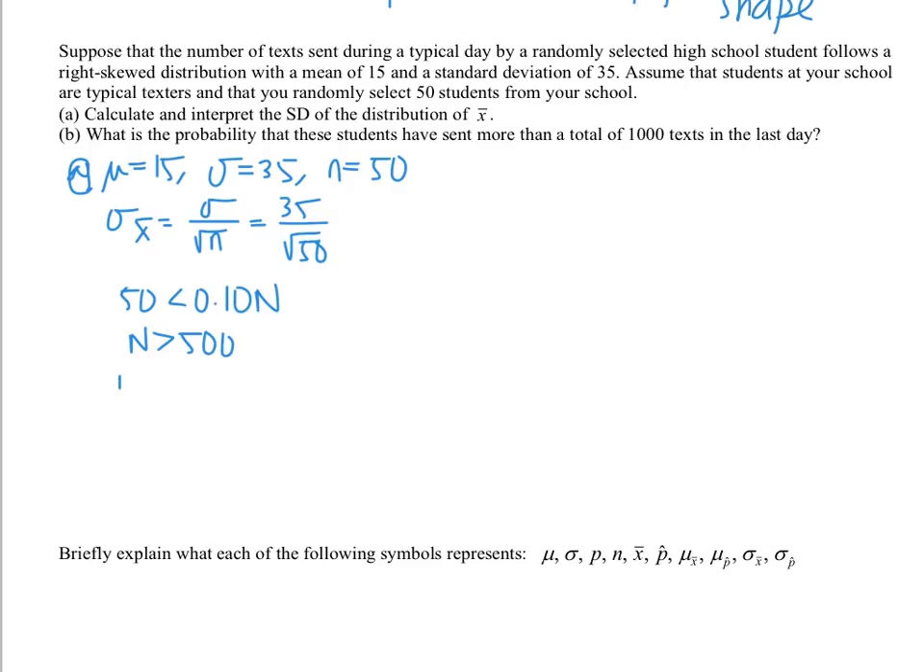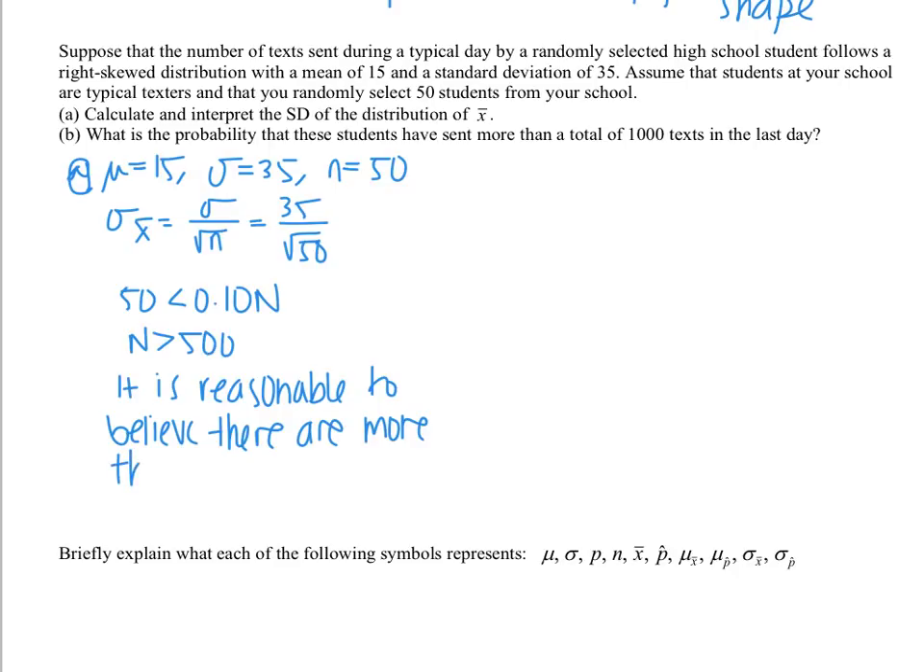And I need you to write that for me. It is reasonable to believe there are more than 500 students at this high school. Now, we're just going to have to assume that. We don't have enough information to really know whether or not this is true. We don't know if it's a large high school. We don't know the population size. So we're just going to have to assume that that's the case.